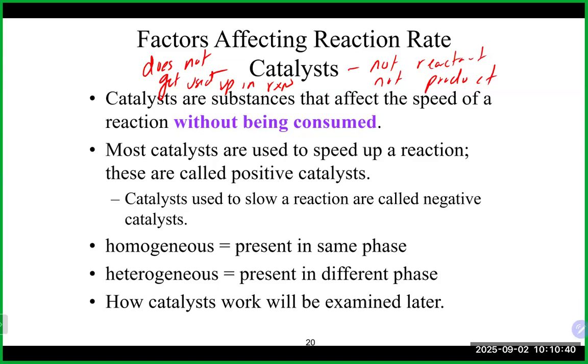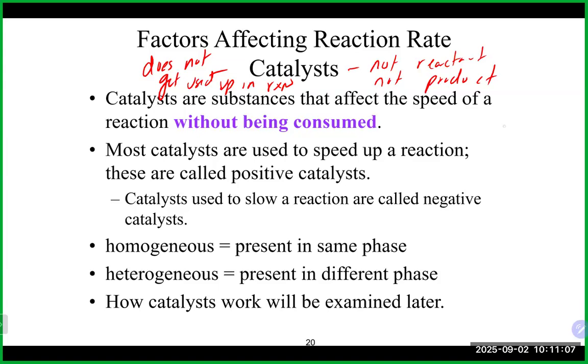But I would say probably almost 100% of the time, if somebody's asking you about a catalyst, they're probably talking about speeding up a reaction, but there are some catalysts that can slow it down. There are catalysts that are homogeneous, just like a homogeneous mixture. It means that the catalyst is in the same phase as what is reacting. Heterogeneous as well means that they're in different phases.